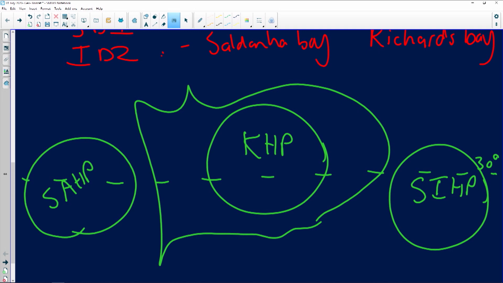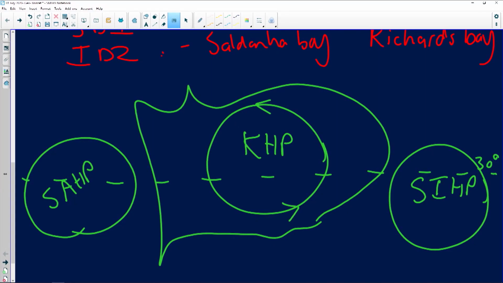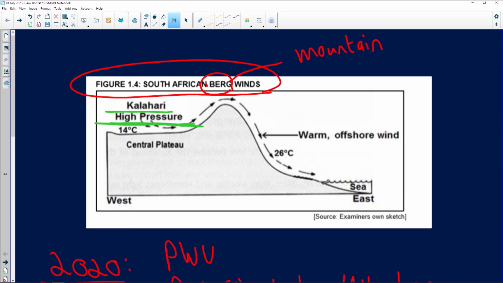Okay, keep in mind, when we look at high pressure systems, what do we know about them? It's sinking air, subsidence taking place. What's the circulation in the southern hemisphere? Anti-clockwise circulation. Very important. Okay. So we know it's winter, if we go back to our diagram, because this Kalahari high pressure system is present. Let me just clean my diagram over here quickly. Remember, the term Berg winds refers to mountains.